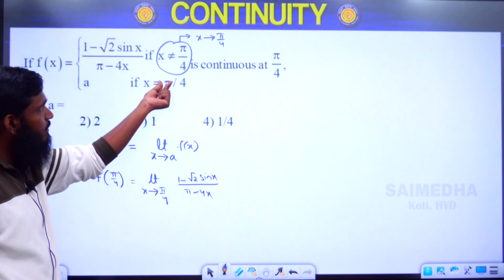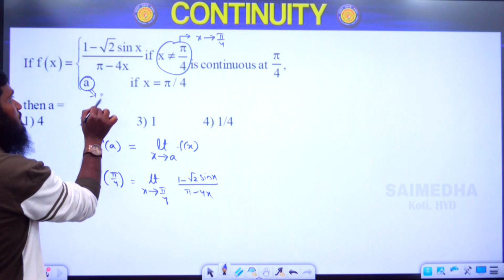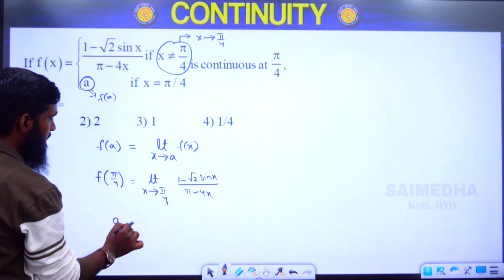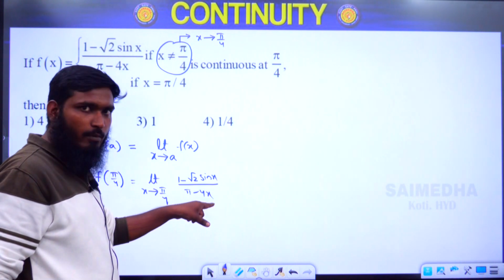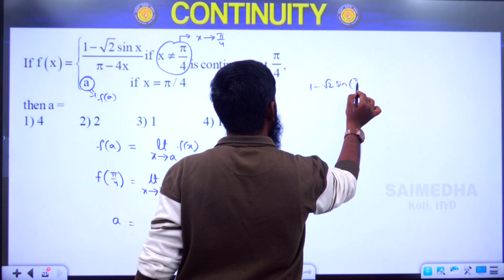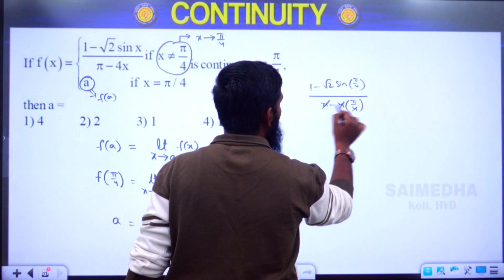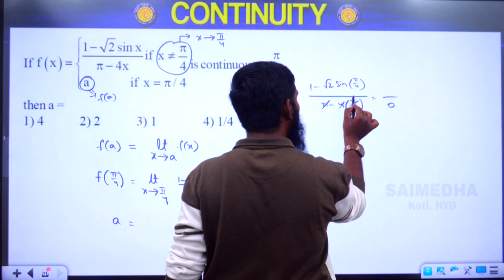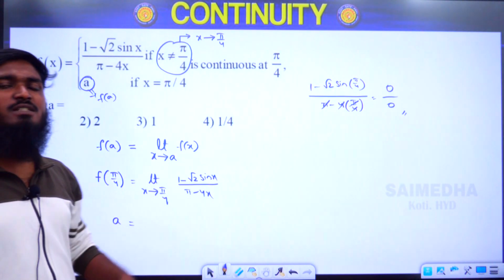Now f of pi by 4, the function value, is A, and that is the limit value. So A is equal to, substituting x as pi by 4, (1 minus root 2 sine of pi by 4) divided by (pi minus 4 into pi by 4). The 4 gets cancelled, pi minus pi, so the denominator is 0. What is sine 45 value? 1 by root 2. Root 2 gets cancelled, and 1 minus 1 is 0. So we are getting 0 by 0, so let us apply L'Hospital rule.